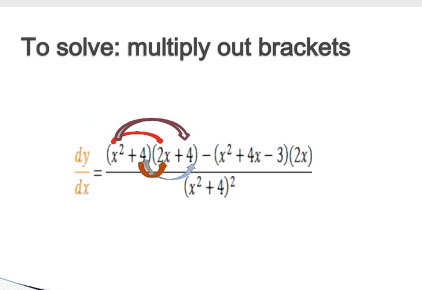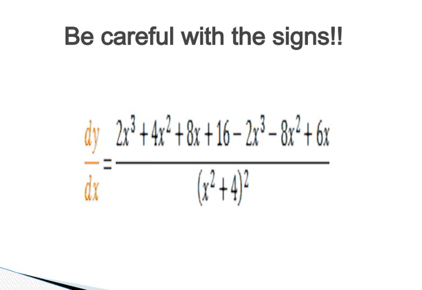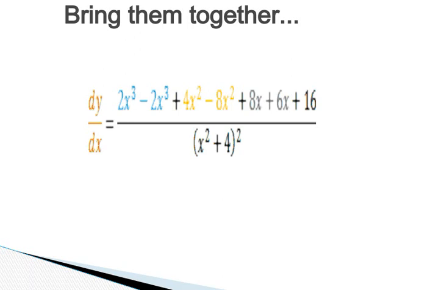To solve this, we multiply out the brackets. We multiply each term in one bracket by every term in the other bracket. This gives us x squared multiplied by (2x plus 4), plus 4 multiplied by (2x plus 4), minus 2x multiplied by (x squared plus 4x minus 3), all over (x squared plus 4) all to the power 2. Be careful with signs when you're multiplying out, and the answer for this is 2x cubed plus 4x squared plus 8x plus 16 minus 2x cubed minus 8x squared plus 6x, all over (x squared plus 4) all to the power 2.